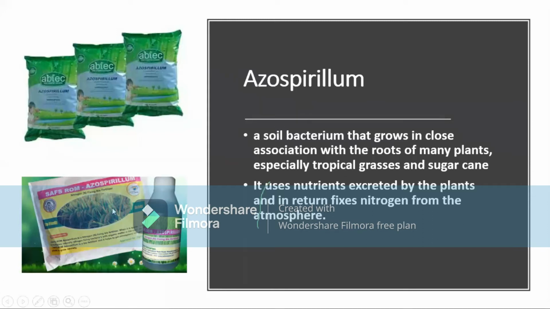So as its name indicates, a nitrogen fixing biofertilizer, Azospirillum, and it is for which group? I told you that especially for tropical grasses and sugarcane, and sugarcane is one of the big industries, right, leading to further many industries.